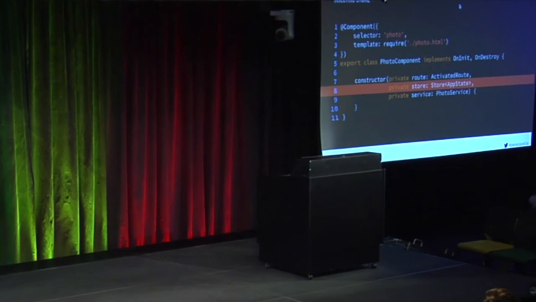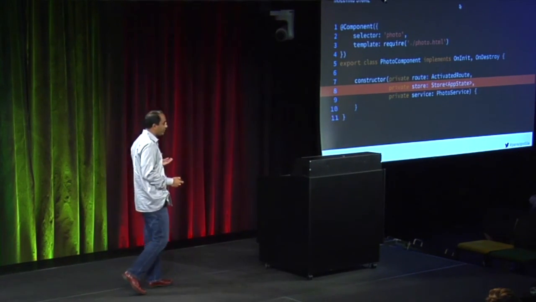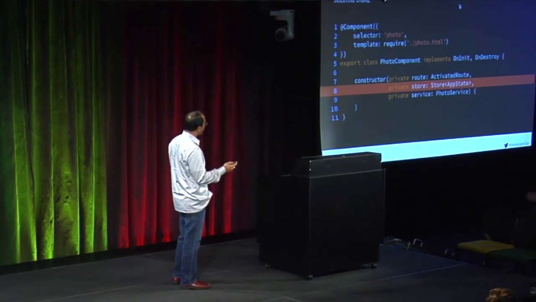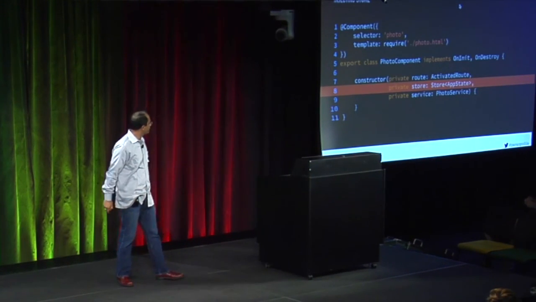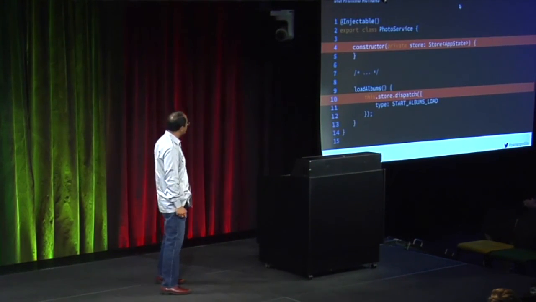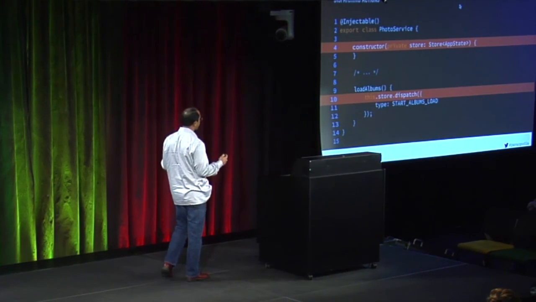Because we have the power of dependency injection, you can inject your stores inside your components and services. So here's an example where I'm creating a photo component, and I'm just injecting the store with AppState as my generic type, because that's the type of my entire application state. Then I'm going to inject it again, but this time I can use it to fire actions, right? Because that's the job of components and services. They can fire actions onto the store.